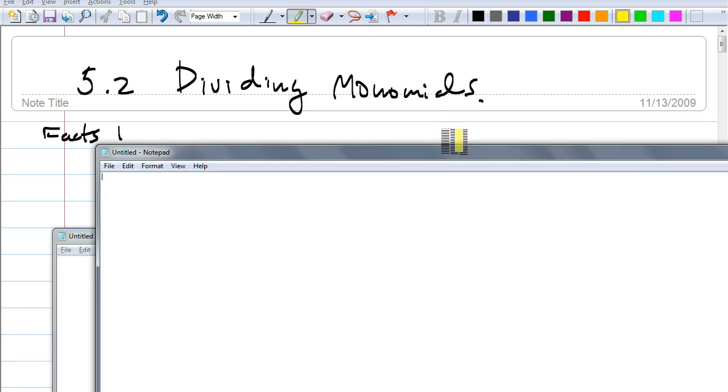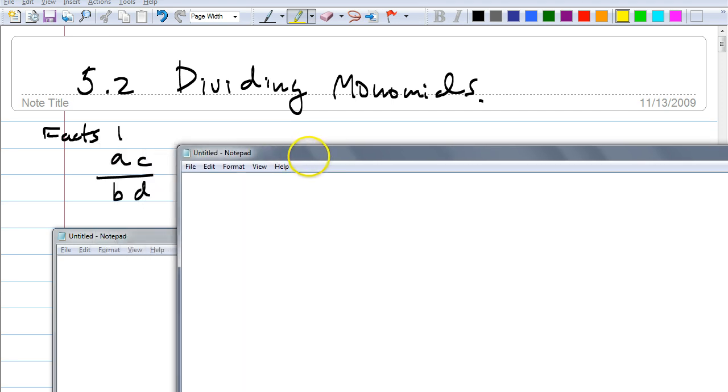So now we're ready to divide monomials. Are you okay with that? I did that first so that you're going to have something like that for your homework. This first one, I think a lot of you already know. Now, if I have a times c over b times d, is there a way to write this as a product of fractions?